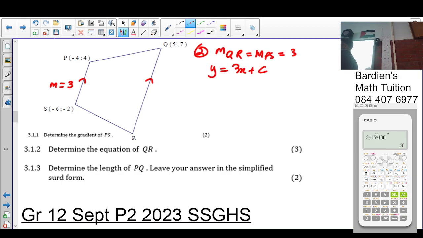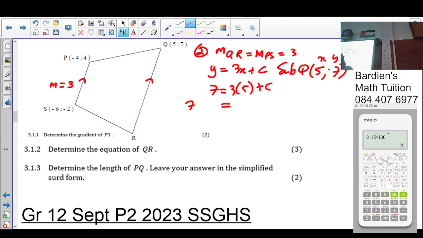Now to calculate c, I'm going to substitute the point that's lying on QR, and the only point lying on QR is Q. So you're going to substitute Q, which is 5 and 7, an x and a y. So 7 is equal to 3 times 5, which is 15, plus c. So 7 minus 15, of course, is c. Therefore, c is equal to 7 minus 15, negative 8. So y is equal to 3x minus 8.